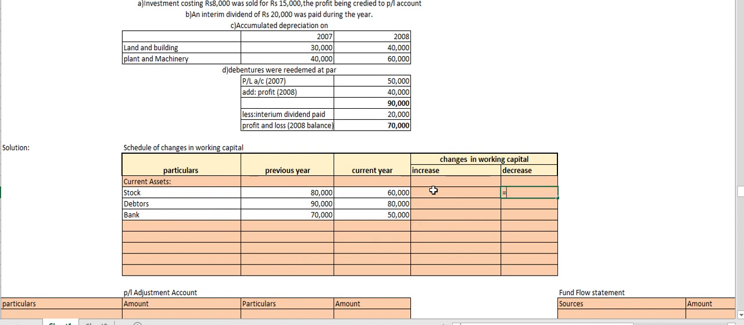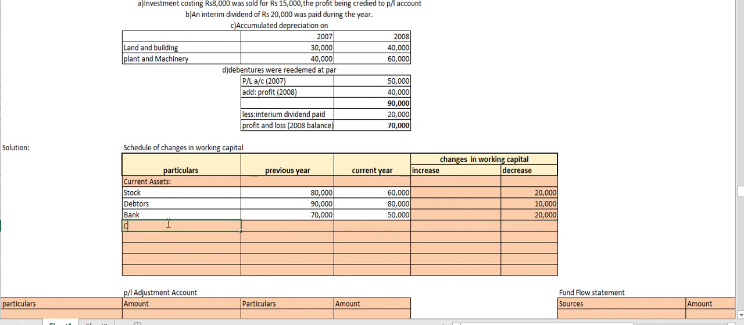Stock last year 80,000, the current year 60,000, so there is a decrease, hence your working capital also decreases. So 80,000 minus 60,000, you get 20,000. Debtors last year it is 90,000, the current year it is 80,000, so again it's a decrease, hence it will be shown in your decrease column. 90,000 minus 80,000, you get 10,000. Bank last year it is 70,000, the current year it is 50,000, so hence it is a decrease. Again it will be shown in your decrease column, because when your current asset decreases, your working capital also decreases.